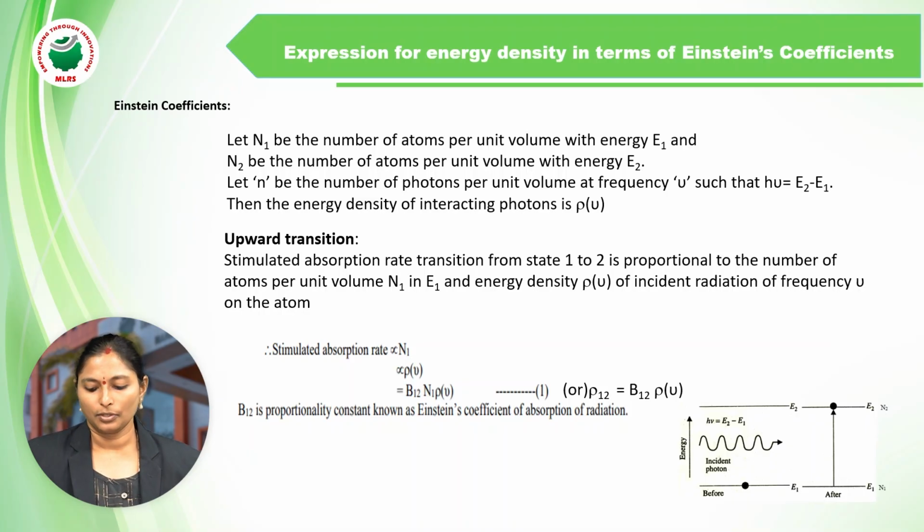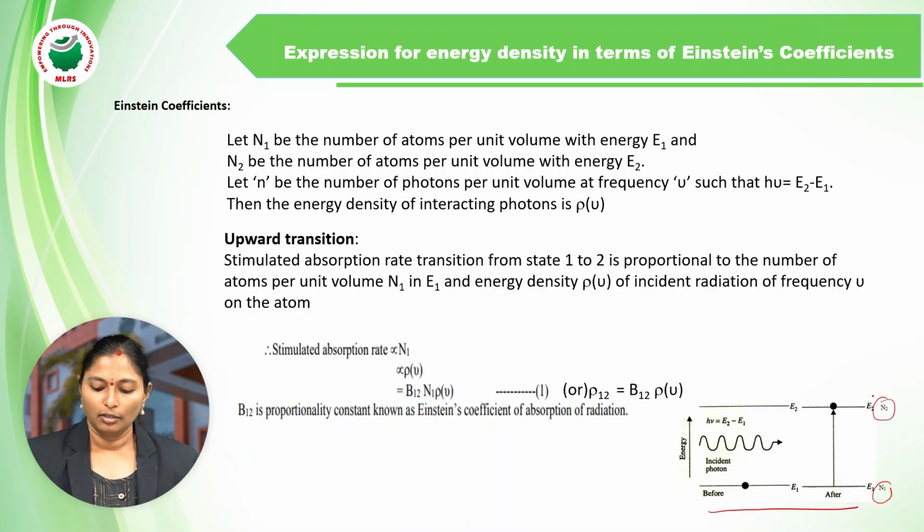One is absorption. Let us see this diagram. Here E1 is the energy of the ground state and E2 is the energy of the excited state. In the same way, N1 is the number of atoms in the ground state and N2 is the number of atoms in the excited state.